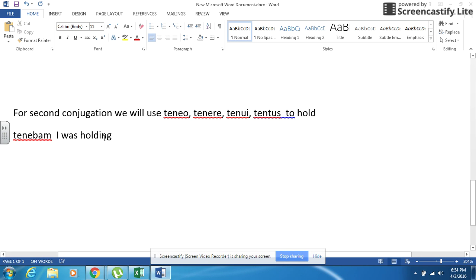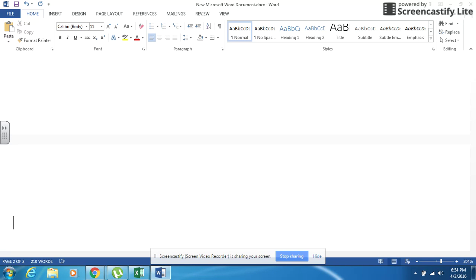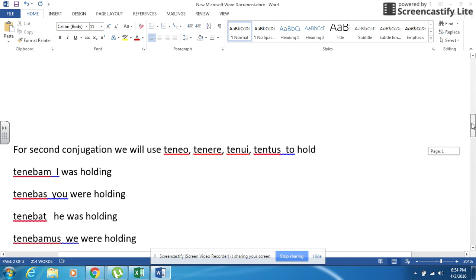Think for a second about what you think the next one will be. If you said tenebas, you were holding, then you were right. Then tenebat, he was holding. Tenebamus, we were holding. Tenebatis, you were holding. And then tenebant, they were holding. Let's get that all on one page now so you can see it all together.